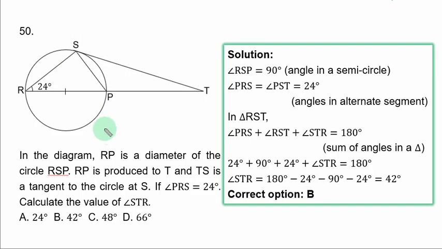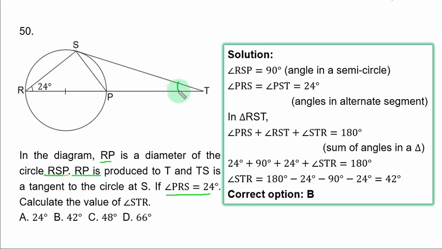Question 50. In the diagram, RP is a diameter of the circle RSP. RP is produced to T, and TS is a tangent to the circle at S. If angle PRS is equal to 24 degrees, calculate the value of angle STR, that is this angle.